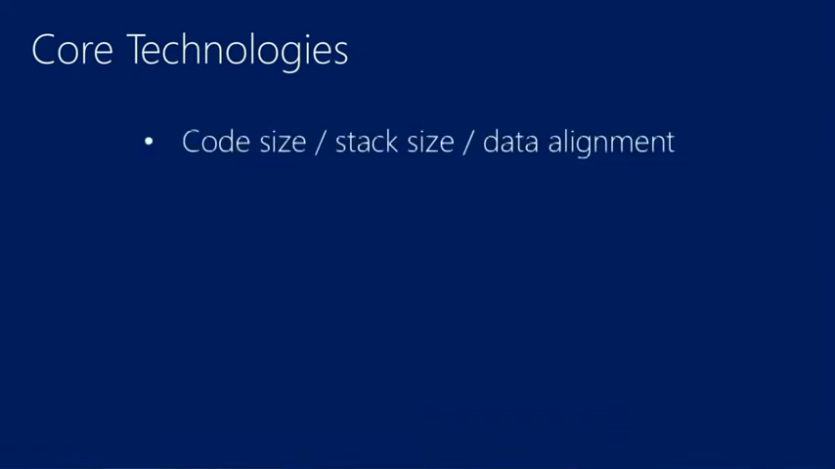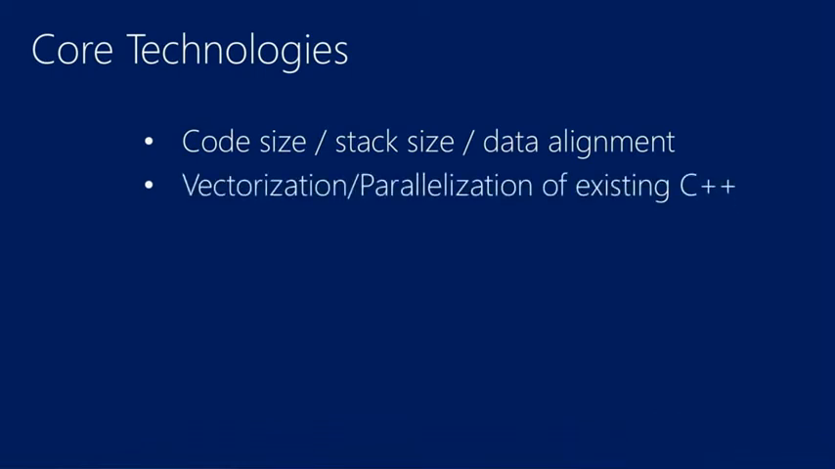So these are the core technologies that we really care about. Code size, stack size, and data alignment. I glom those together into one bullet item in order to just save time. It'll be one section of the talk. Then we care a tremendous amount about vectorization and parallelization of existing C++ unaltered C code. So what we have to do is look at 20 years of legacy code and try to extract parallelism from it and not violate the semantics.